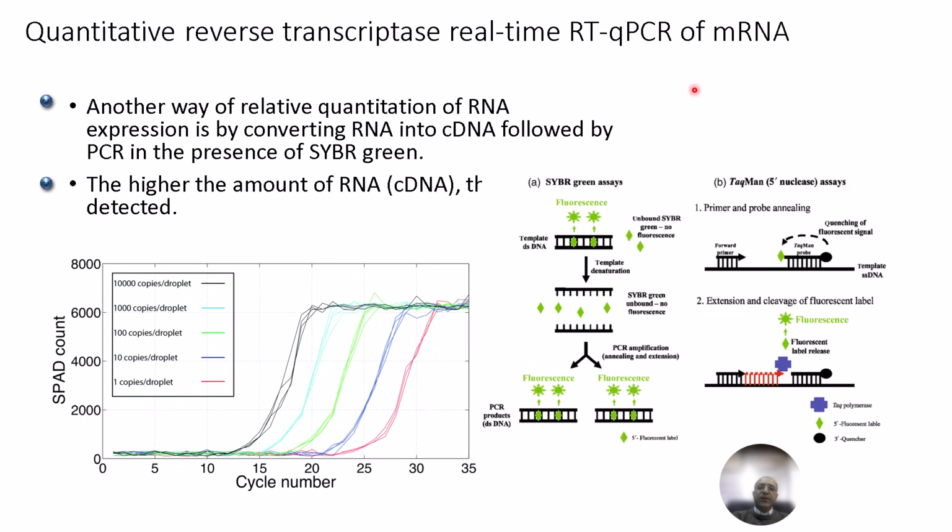And so this is based on SYBR Green. Okay, this is based on SYBR Green, which is a chemical that binds to double-stranded DNA, and it fluoresces when it binds to double-stranded DNA. Of course, the more DNA it binds to, the higher the fluorescence, the stronger the fluorescence.